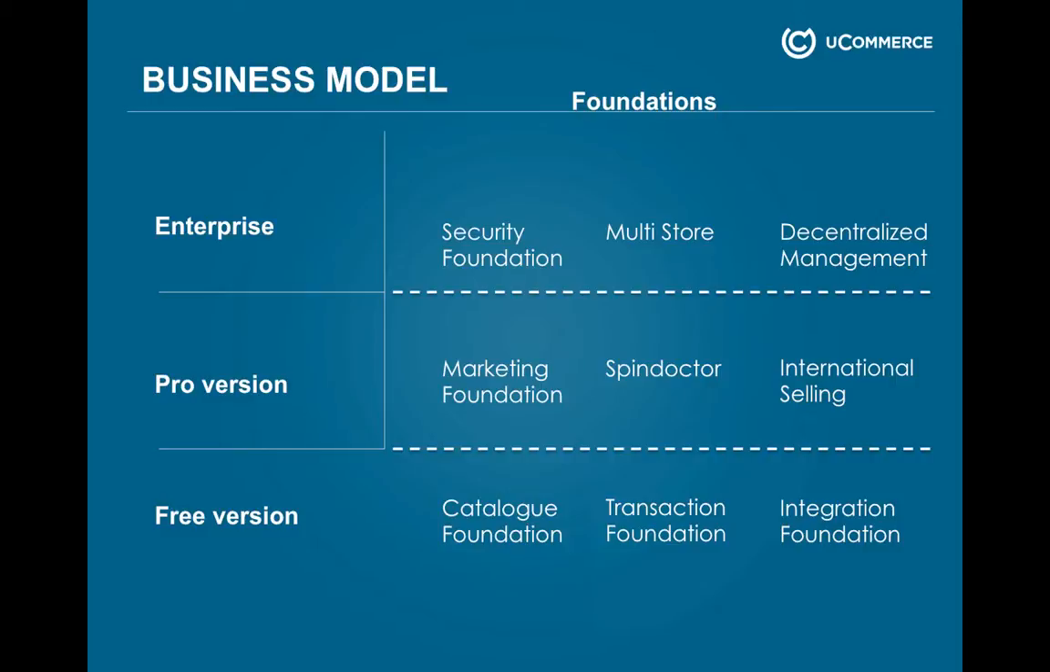Pro Edition also includes international selling, so the ability to go cross-border, sell in multiple languages, sell in multiple currencies, different tax rules, different price rules. Building on top of Pro, we've got Enterprise Edition, which adds multi-brand, multi-store capabilities. So basically what Book and Idea are using today to sell their products using multiple brands. It adds Security Foundation that lets you go in there and on a per user basis decide who can see and do what in the backend of uCommerce.